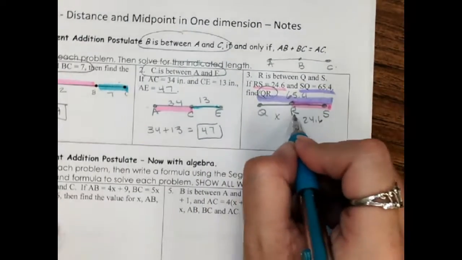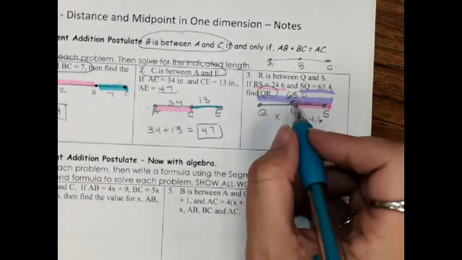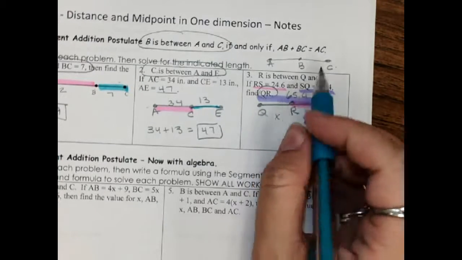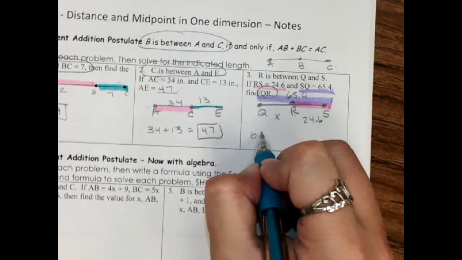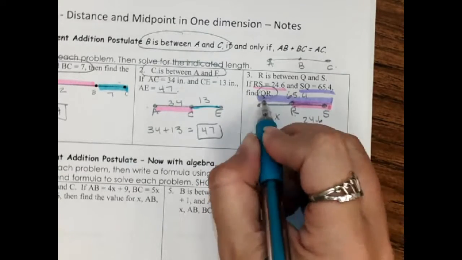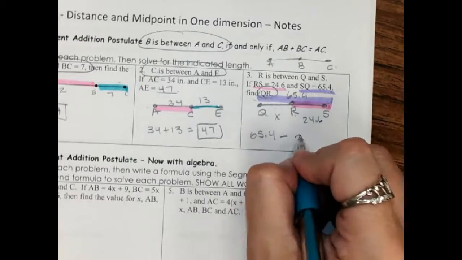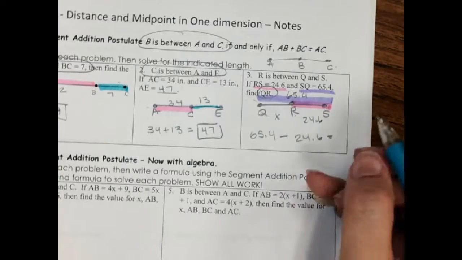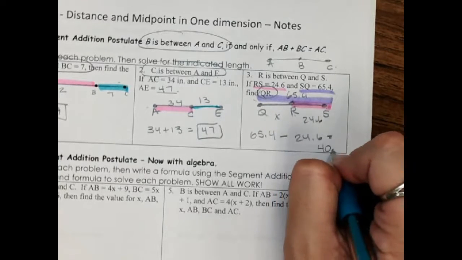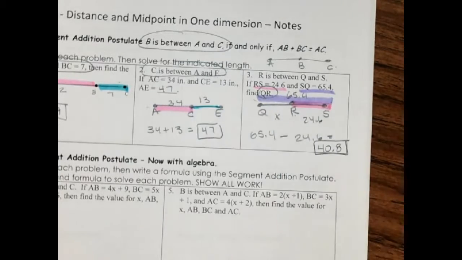So how am I going to find this part? Well, I'm still going to have this little part plus this little part equals the whole thing, so I can just subtract it. 65.4, the whole thing, minus this part gives me this part here. And when I do my calculator, I get 40.8. Okay, so that's the easy one.